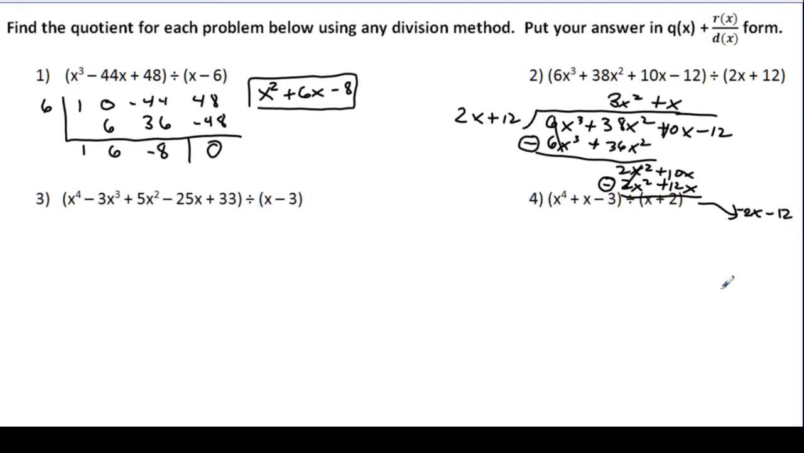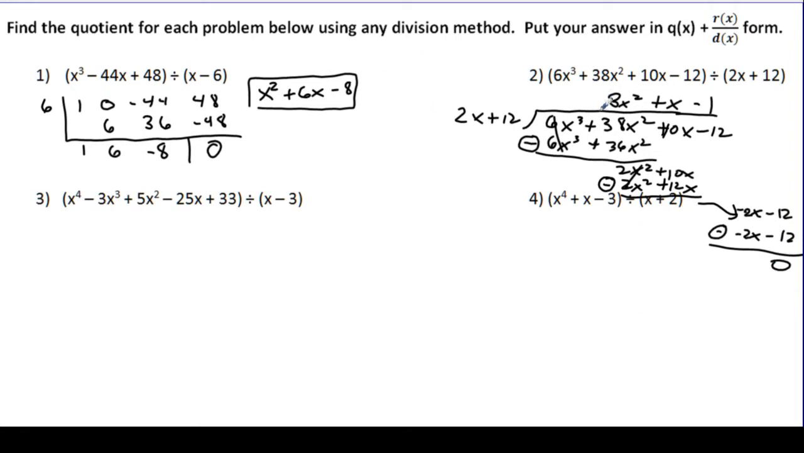Okay. And now I'm going to do the same thing. I need to turn 2x into negative 2x. Well, to turn a 2x into a negative 2x, I got to put a negative 1 up here. And I'm going to do my last multiply. Negative 1 times 2x is negative 2x. Negative 1 times 12 is negative 12. And I'm going to do one more subtraction, and in this case, my remainder is 0.